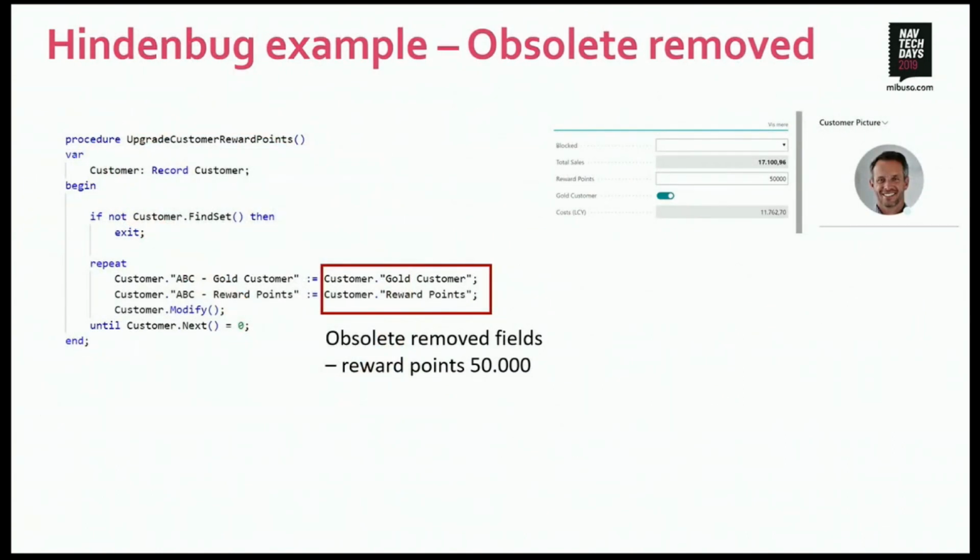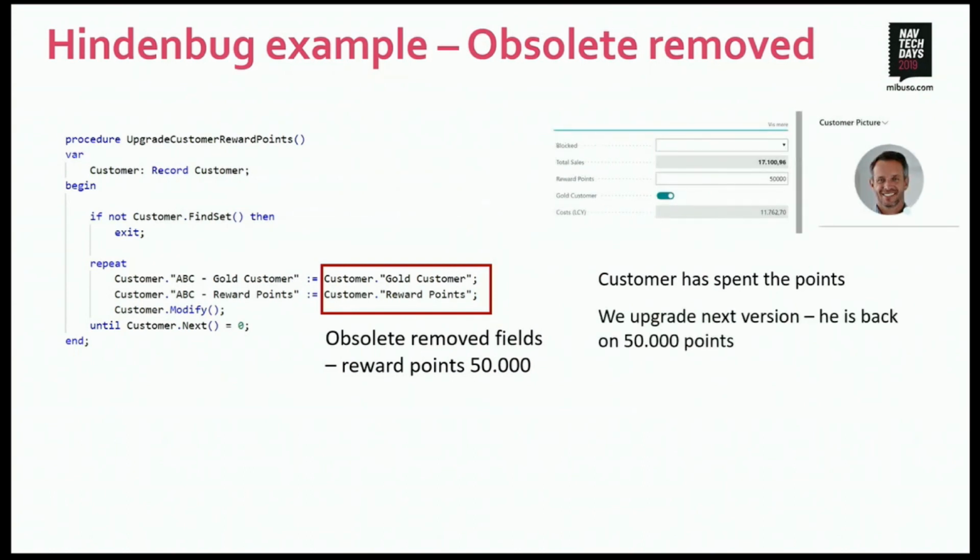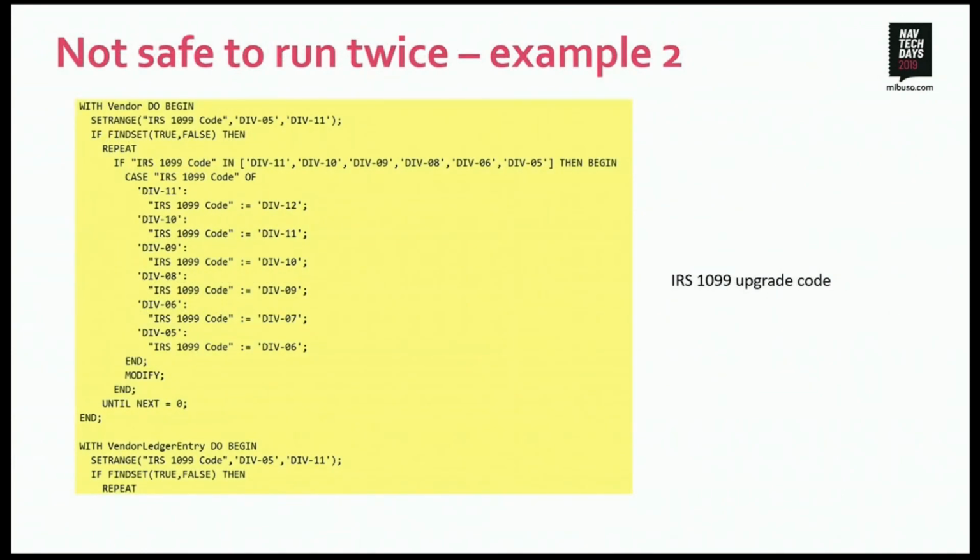To give you an example of the hidden bug with our application, so let's say that we decided to go through the loopy upgrade code and remove these fields from the base app, right? And this customer had 50,000 reward points, as Freddy said to it. And let's say that customer has spent them, right? And now we are running the upgrade. The thing that is going to happen is that we are going to set them back if we don't clean up the obsolete fields. And it's very easy to get into this situation. And this is the example of hidden bug because now we have to restore and merge. So it's very easy to copy over the fields.